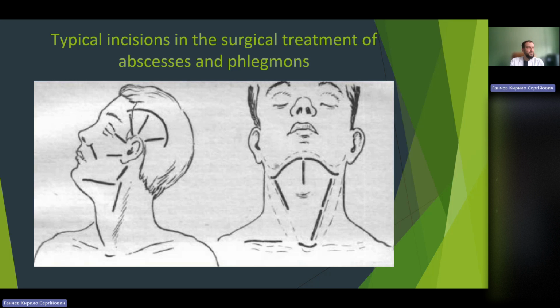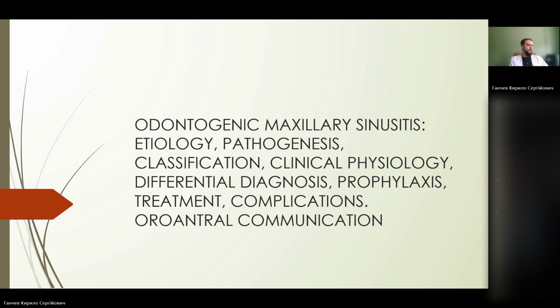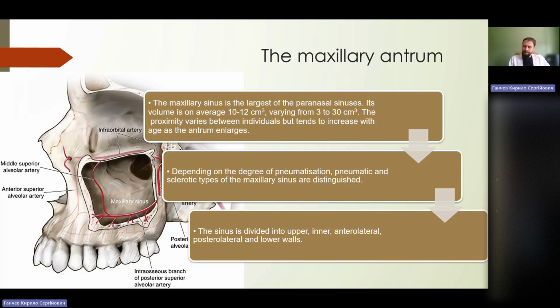Okay, so we have the second part of our lecture. As you remember from the first year of anatomy, the maxillary antrum is the largest of the paranasal sinuses. Its volume is on average 10 or 12 cubic centimeters, varying from 3 to 30.